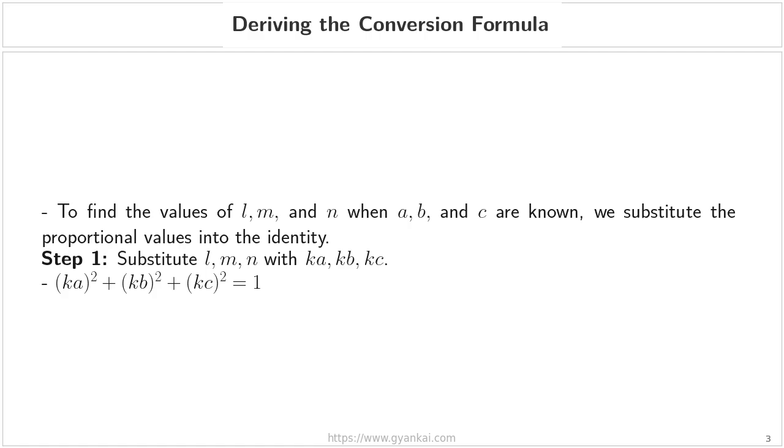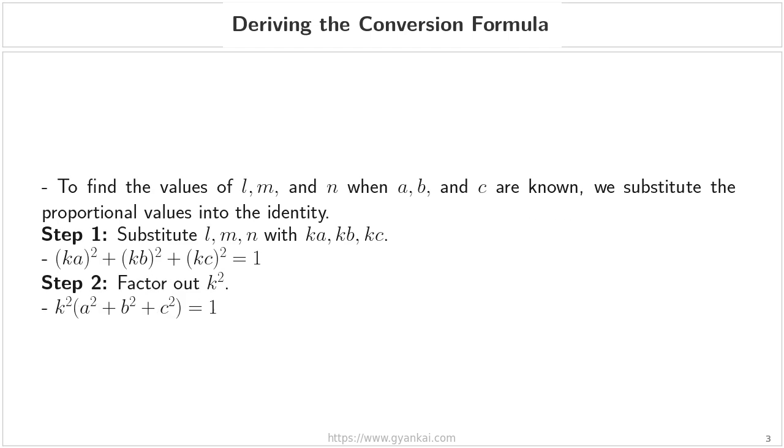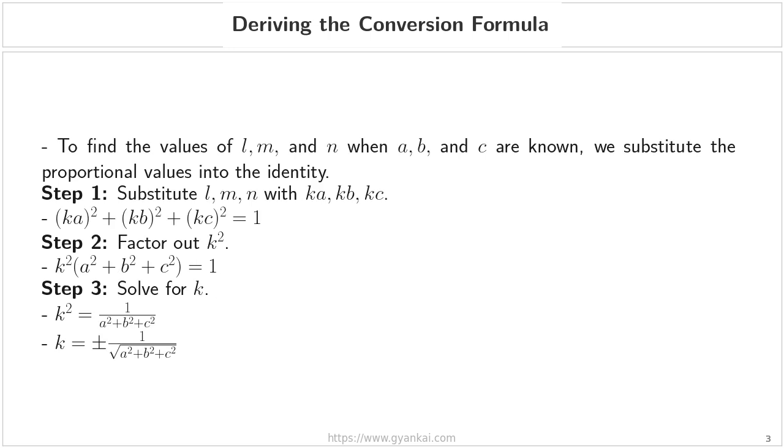First, let's look at step 1. We take our expressions for l, m, and n, which are ka, kb, and kc, and substitute them into the identity where the sum of the squares equals 1. This gives us (ka) squared plus (kb) squared plus (kc) squared equals 1. In step 2, we simplify this expression by factoring out the common term, which is k squared. This leaves us with k squared multiplied by the quantity a squared plus b squared plus c squared, all equaling 1. Now in step 3, we need to isolate k.